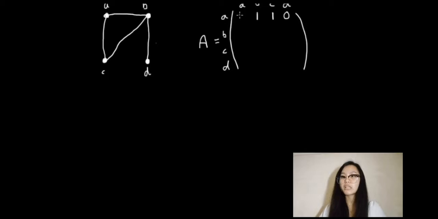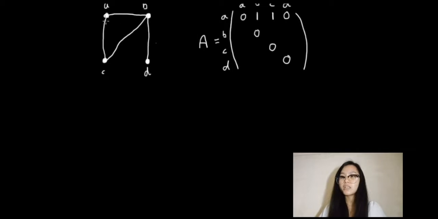You might notice that a vertex is never adjacent to itself in this case, so we haven't got any loops going back around. So in the main diagonal, I'm just going to insert 0: is A adjacent to A, is B adjacent to B, and so on and so forth. Let's move on to the next vertex, B.